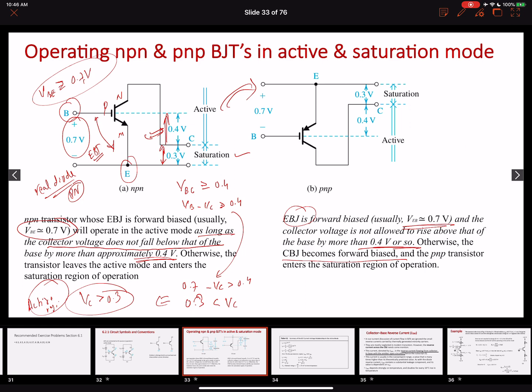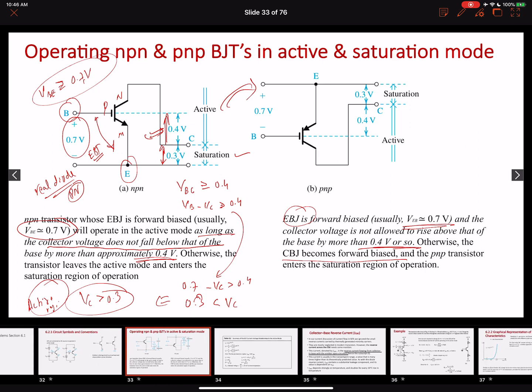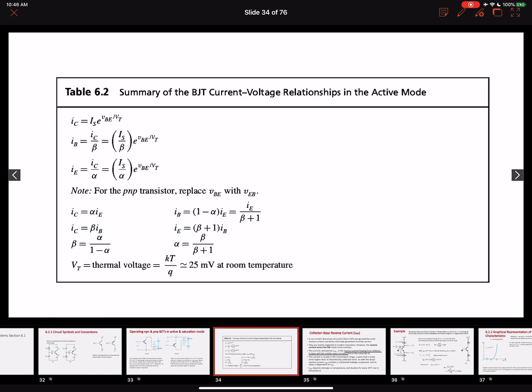Okay, our next item is a very quick summary of the BJT current-voltage relationships. This is a summary of all the equations. Here's our collector current. Sorry, this is the biasing voltage. This is for NPN. You can also look it over here with the biasing potential. Our collector current depends on the biasing voltage value and the scaling current.